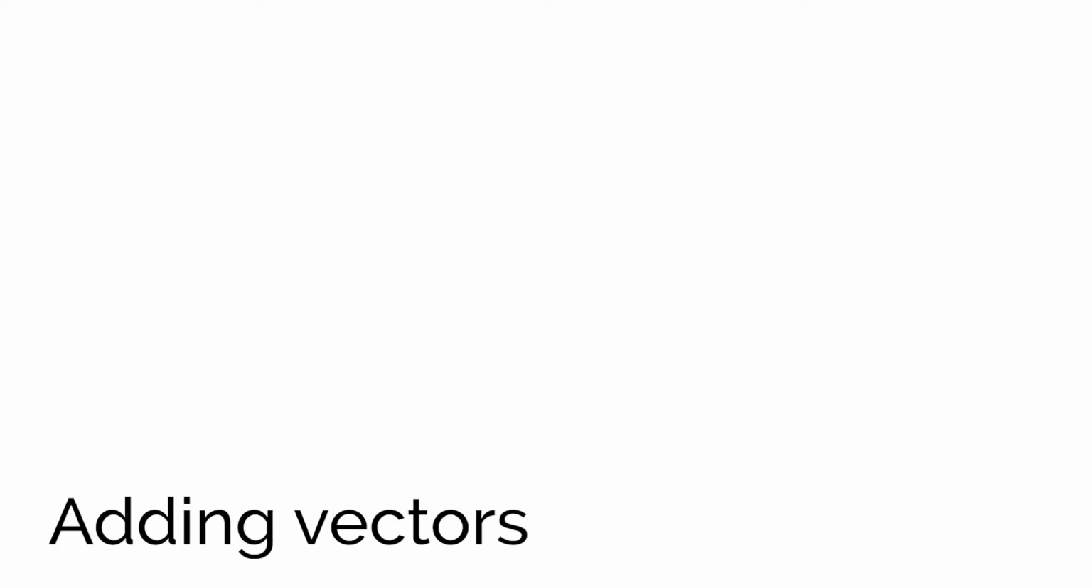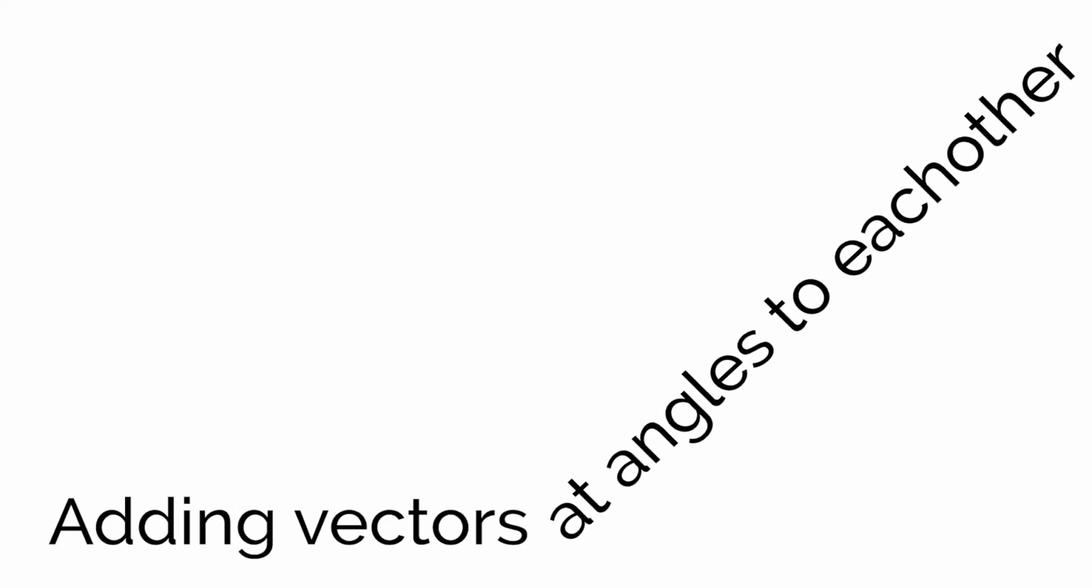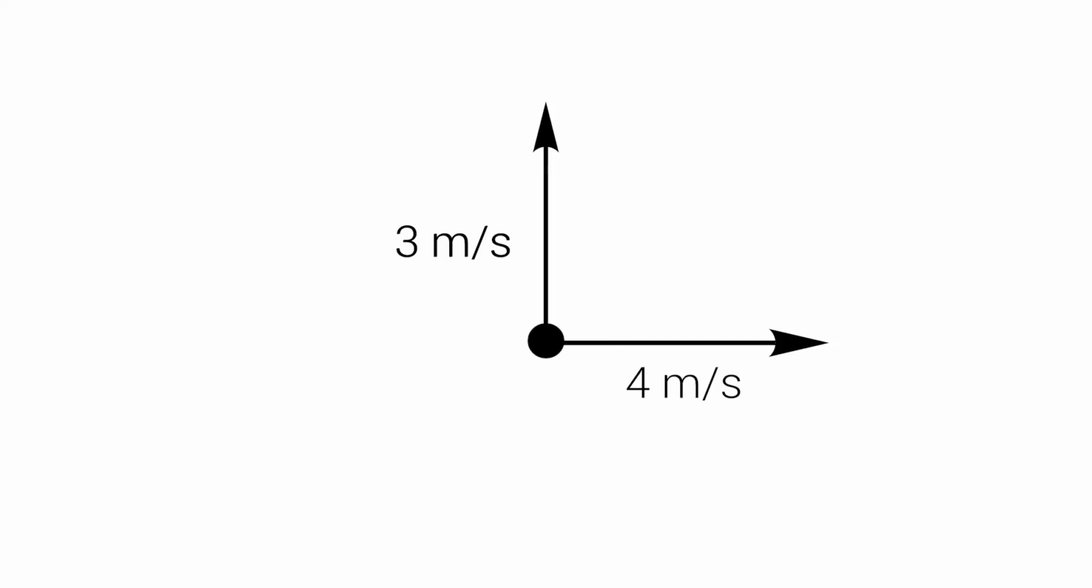We can also add vectors that are not in the same line of action. So if I had a vector towards the right which was 4 meters per second, and there was a vector moving up from that point as well which was 3 meters per second, I can combine these first by using what we call the head to tail rule.